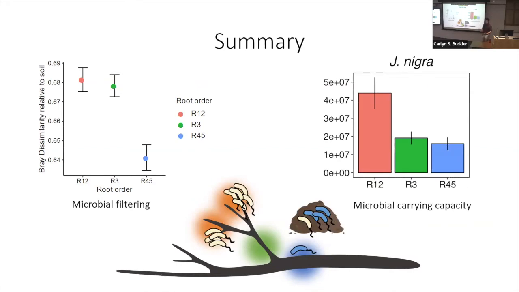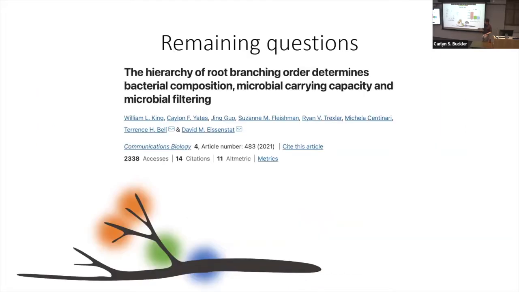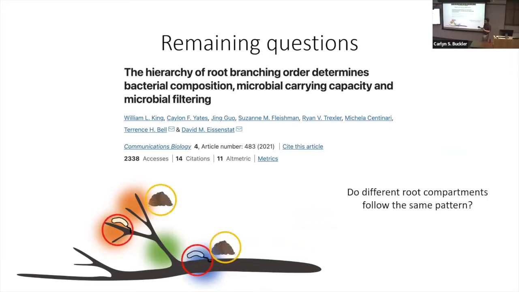And we also saw differences in microbial carrying capacity, where we had greater bacterial abundance in our absorptive fine roots. So after finishing this project, we're like, well, just like any science project you finish, there's a billion questions that you need to answer, right? And so we published this, it got a lot of attention, we're super happy with that. But we had a whole bunch of questions still remaining.